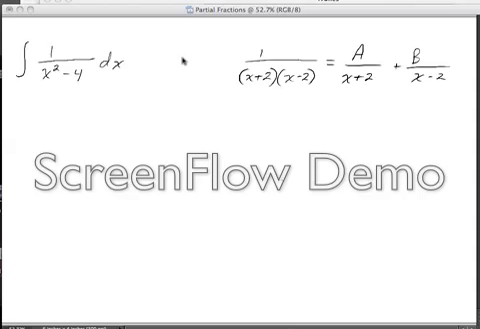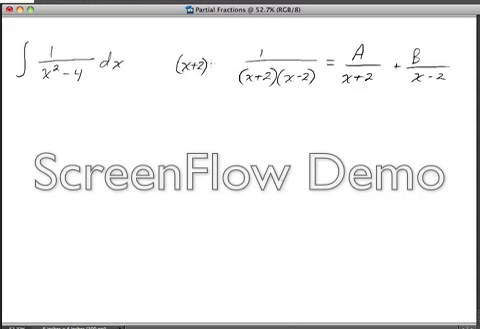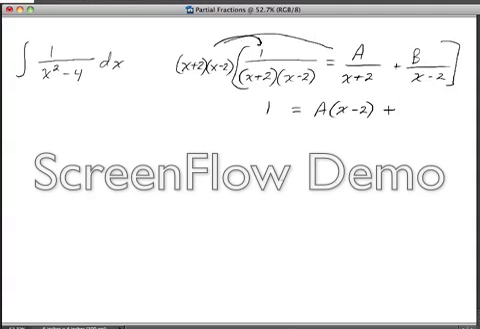I usually multiply both sides by x plus 2 times x minus 2. On the left, they both cancel, leaving me just a numerator of 1. On the right, the x plus 2's cancel, leaving me with a times x minus 2. Plus, on the third one, the x minus 2's will cancel, leaving me with b times whatever does not cancel, in this case, x plus 2.